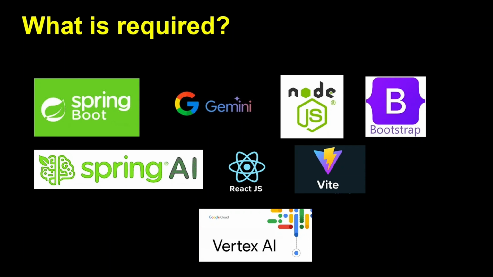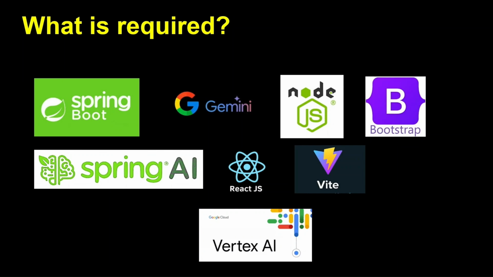To build the service we are going to use Spring Boot as a Spring AI service, and as part of that we are going to use WebFlux to get a streaming response. And to build the UI component, we are going to use Node.js, Vite.js and Bootstrap. So these are the three components we are going to use to build the chatbot application, along with React.js and Node.js. And as an API, we are going to use the Gemini API, and as part of that, the Vertex API.